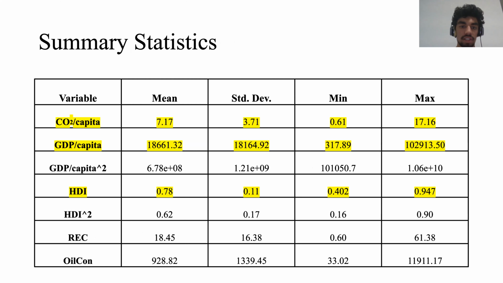So here are my summary statistics. As you can see, there's a lot of variation in the size of the mean and the minimum and the maximum of these variables, which is part of the reason why I used a log transformation to help standardize them.